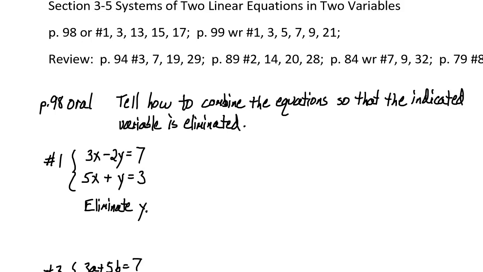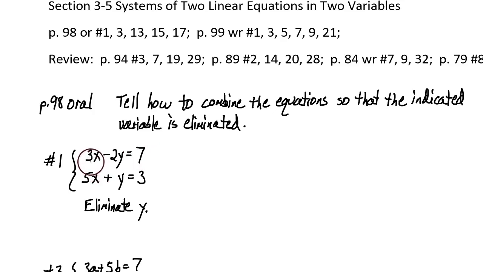Here are the answers for the Section 3-5 homework, starting on page 98, oral. Tell how to combine the equations so that the indicated variable is eliminated. So here's number one. Our first equation is 3x minus 2y equals 7.